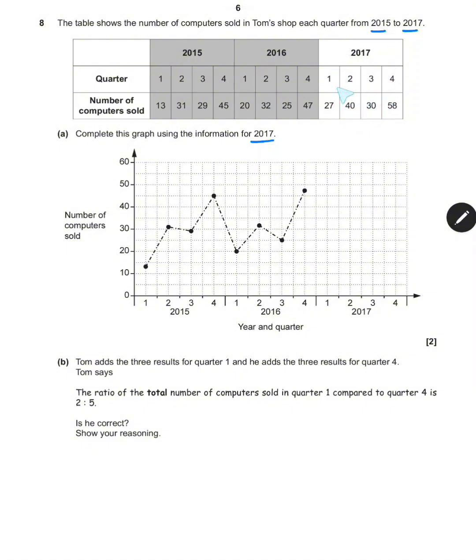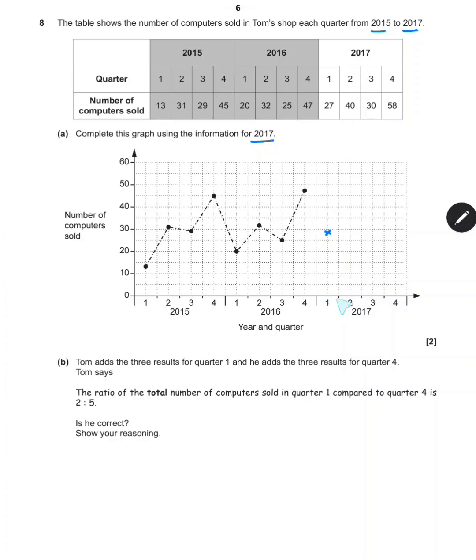So we've got quarter 1, 27 computers sold. So across quarter 1, where's 27? Well, it's 10, 20, that would be 30. So somewhere around there, 27.